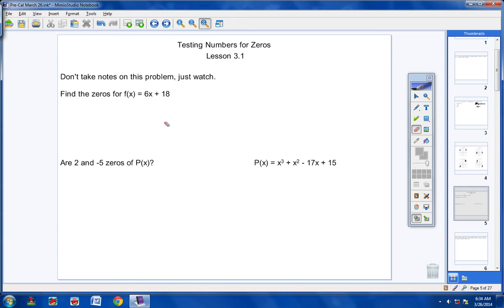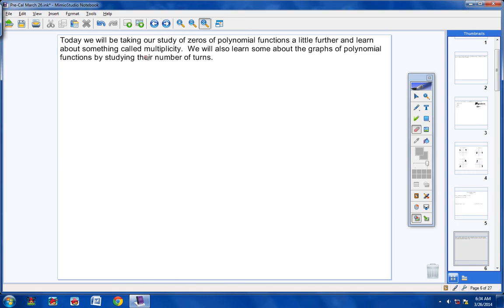But I just wanted to quickly refresh your memory as to what we looked at yesterday. Now, today we'll be taking our study of zeros of polynomial functions a little further, okay? And we're going to learn about something called multiplicity. It's pretty easy, but we have to know this. It's very helpful. We're also going to learn some about the graphs of polynomial functions by studying their number of terms. And also, I should have put this, their number of zeros. Okay, I should have typed that also.